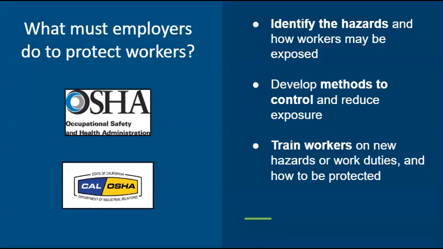So if we dig into that a little bit deeper, what must employers do to protect their workers? What they have to do is similar to the process that we've been going through in our session today, right? We started out with identifying hazards. That's what employers need to do. They need to identify the hazards and how workers might be exposed to them. They need to develop methods to control and reduce the exposure. Again, thinking about the safety bullseye, the most effective way to control a hazard is to eliminate it altogether, to keep it completely away from the workers.